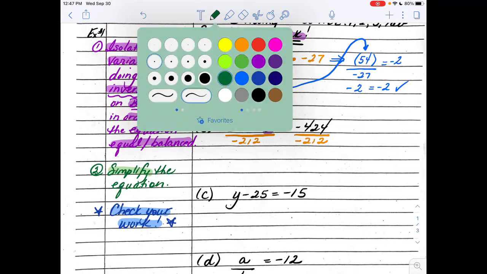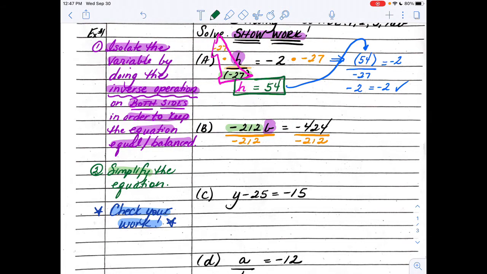Now we're going to simplify. Negative divided by a negative is a positive, and 212 divided by 212, well, that's a big, giant 1. So scary looking 1. In fact, I'm going to go ahead and just cross that off and just say that becomes a nice big 1. And what's 1 times b?